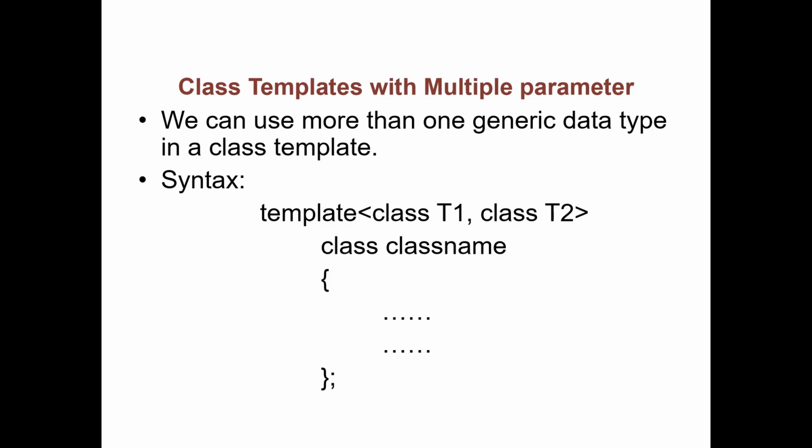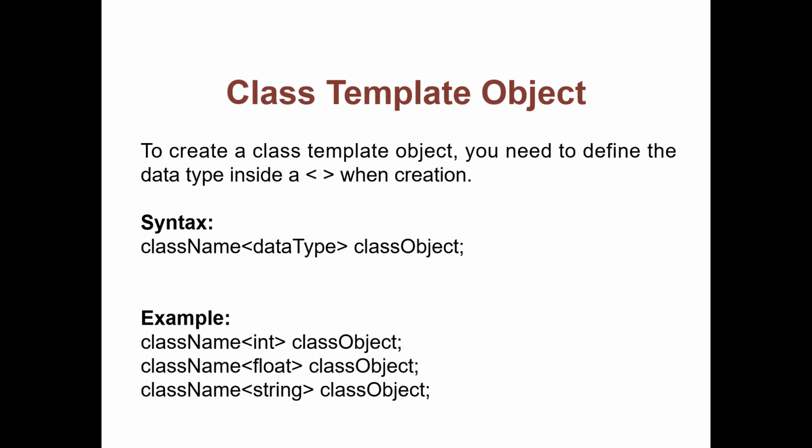Okay, so this is for multiple parameters. Using the template, the class can have multiple parameters. So class T1, T2 can have it. And next example. Okay, so this is about the concept of class name. The class name can have different data types, followed by the object name. For example, the class name with int, float, string, like that we can give different data types for the object creation.